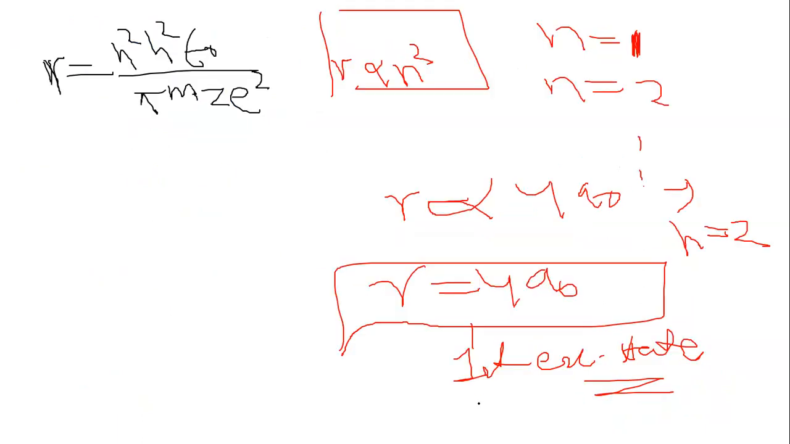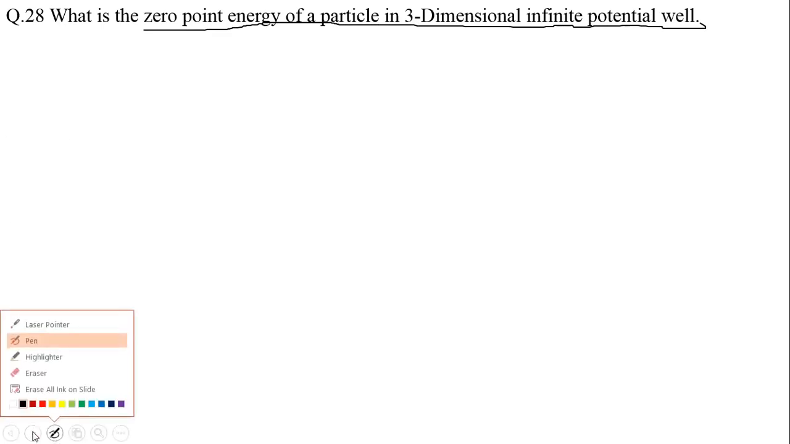So we should proceed to the next question now. The question gives, what is the zero point energy of a particle in a three-dimensional infinite potential well? Zero point energy means the ground state energy for a particle in a three-dimensional infinite square well.